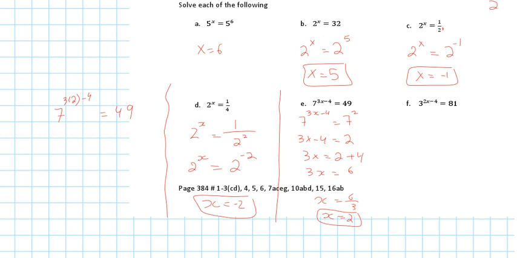3 times 2, that's 6. Take away 4. 6 take away 4, that will be 2. And then if I put 7 to the power of 2 in the calculator, that's going to give me 49. So since my left side is equal to my right side, that means my work is right.